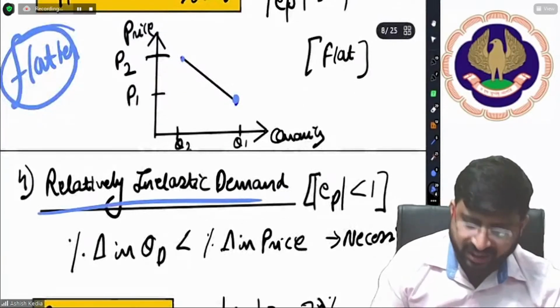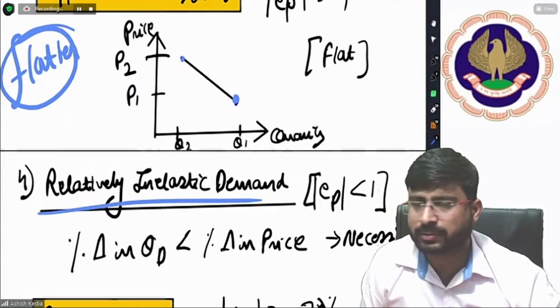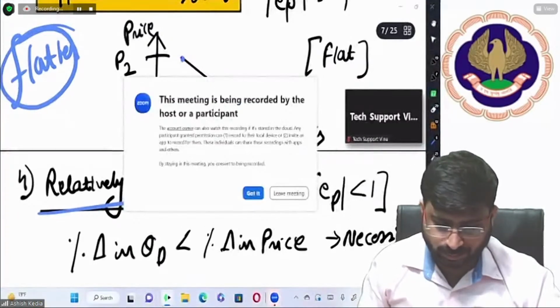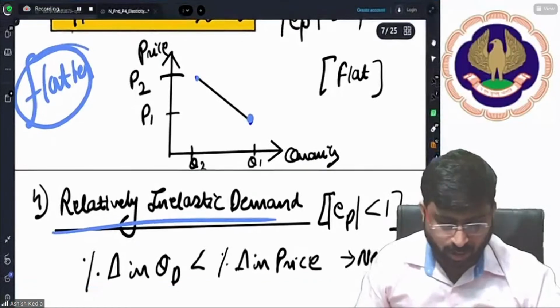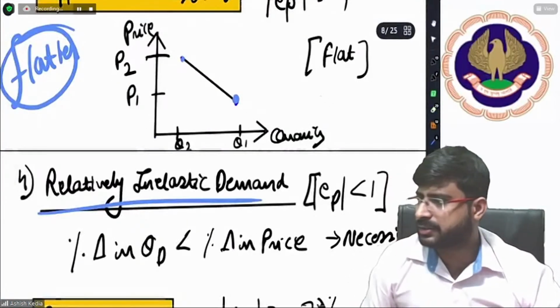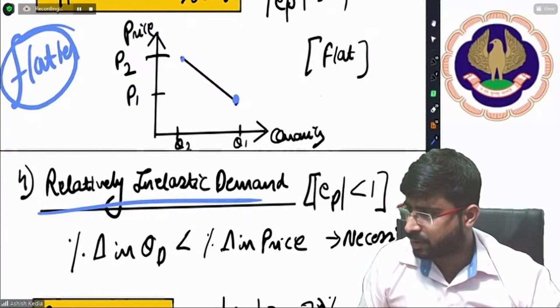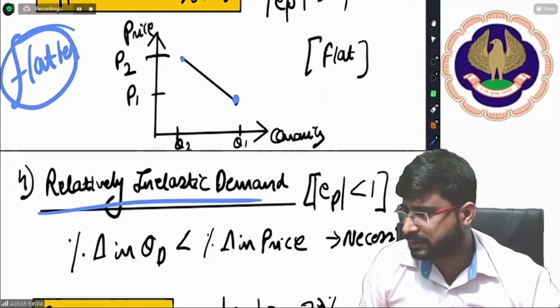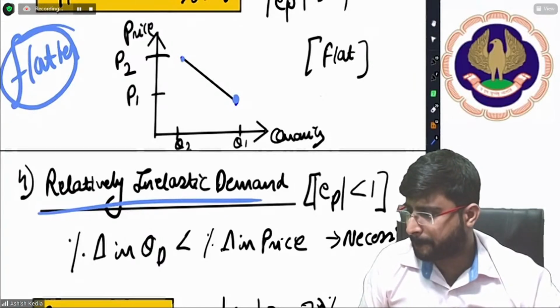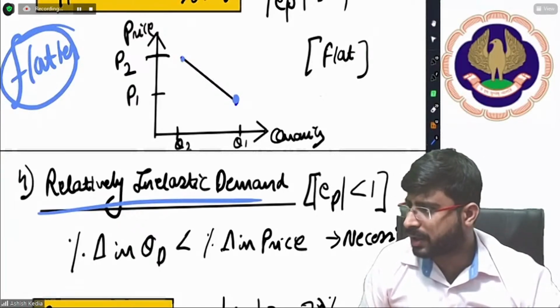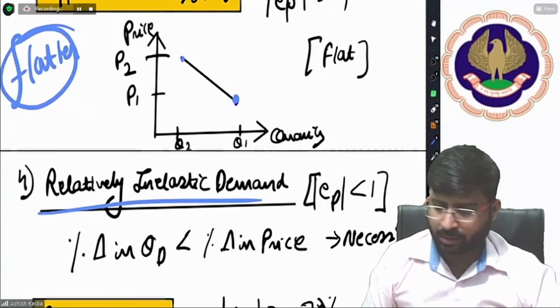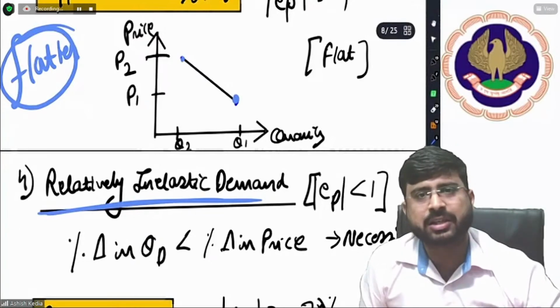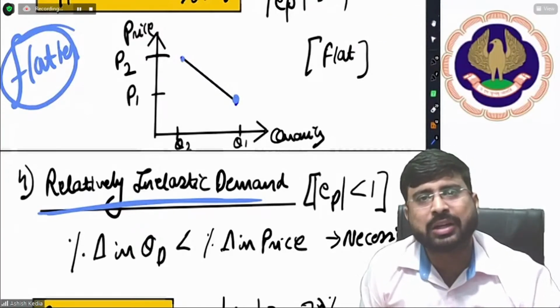Moving on, we are discussing relatively inelastic demand. Guys, this much is crystal clear now? So now we move on to relatively inelastic demand.